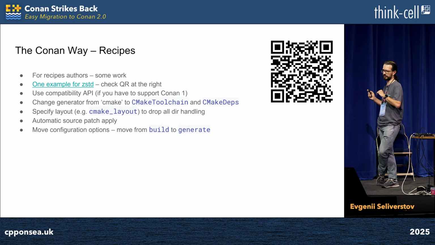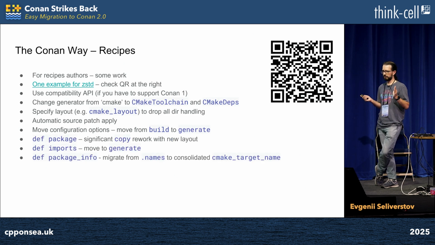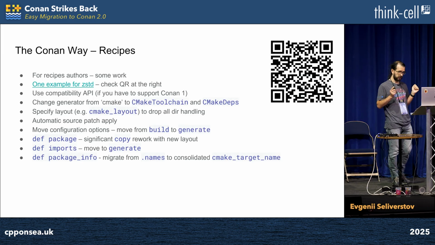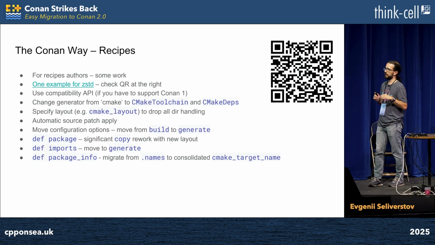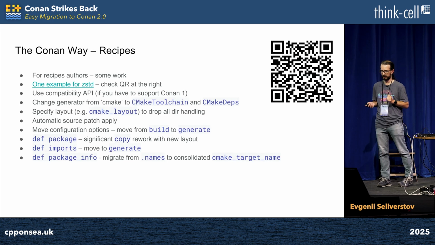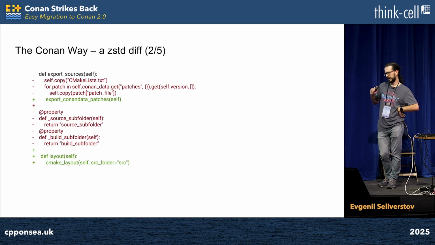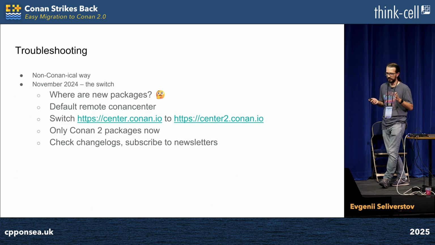All the configuration options move to another method, along with imports and package info, which was also mentioned before. The new way CMake provides all the dependencies of packages can be introduced into package info. It's the worst part of Conan recipes, so it will be much, much simpler. And actually, to migrate, it's not that hard. You need to change some imports. You need to move layouts and drop all the manual handling of directories, and make a few adjustments. Not that bad.